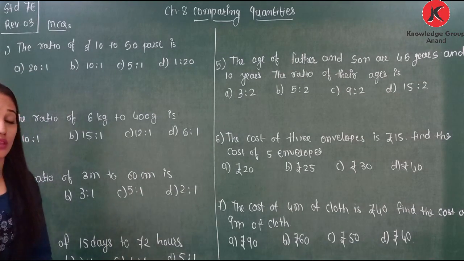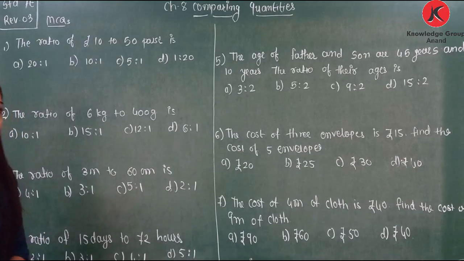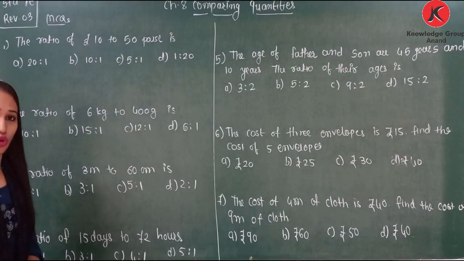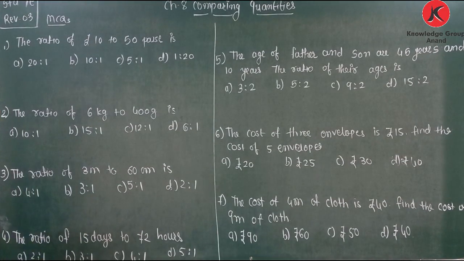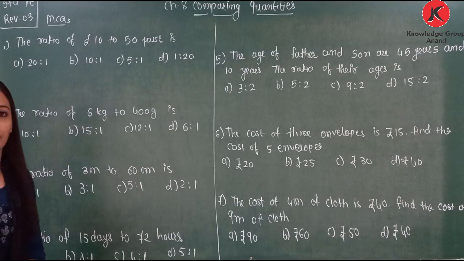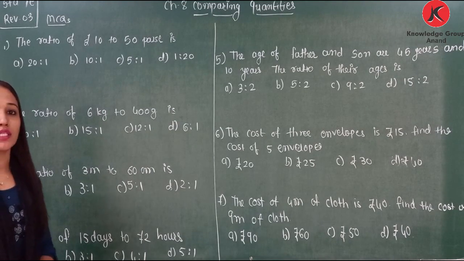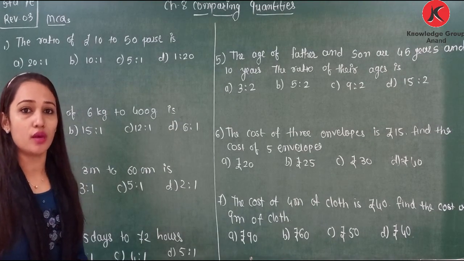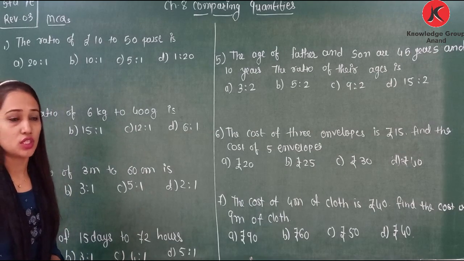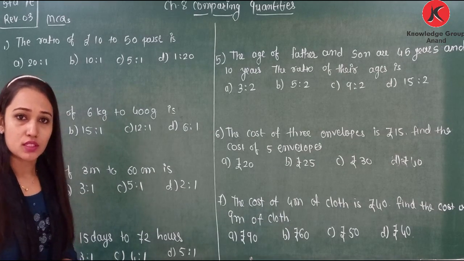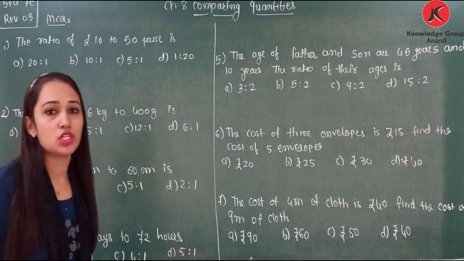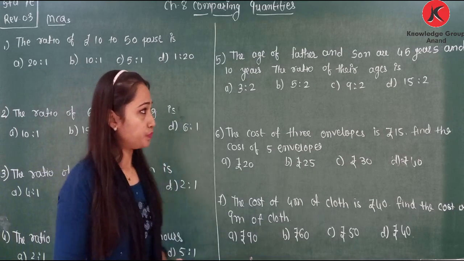So this kind of MCQs can be asked, numbers can be changed. You need to solve this in your notebook with solution. Okay, so here first, ratio of rupees 10 to 50 paisa. This kind of question can be asked for 1 mark or it can be asked as an MCQ. Digits can be changed. These are only for your practice, so you can understand which kind of question can be asked from this chapter.